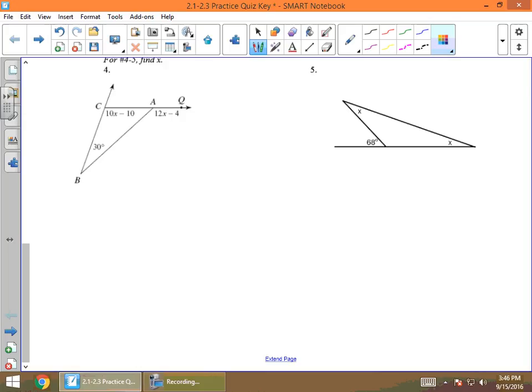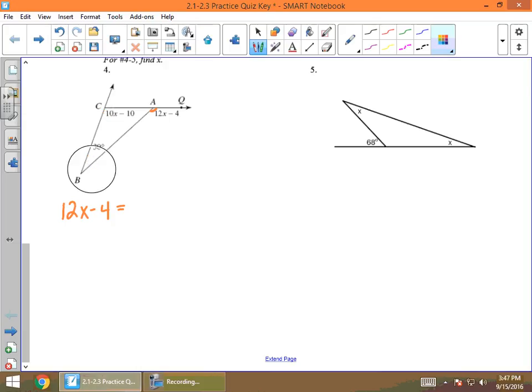All right, question number 4. Here is an exterior angle. This is angle BAQ right here. It's 12x minus 4. And I know this, the exterior angle is equal to the sum of the remote interior angles. So which ones are remote interior? Well, this is remote interior. This one's remote interior. They're the ones that are the farthest away.